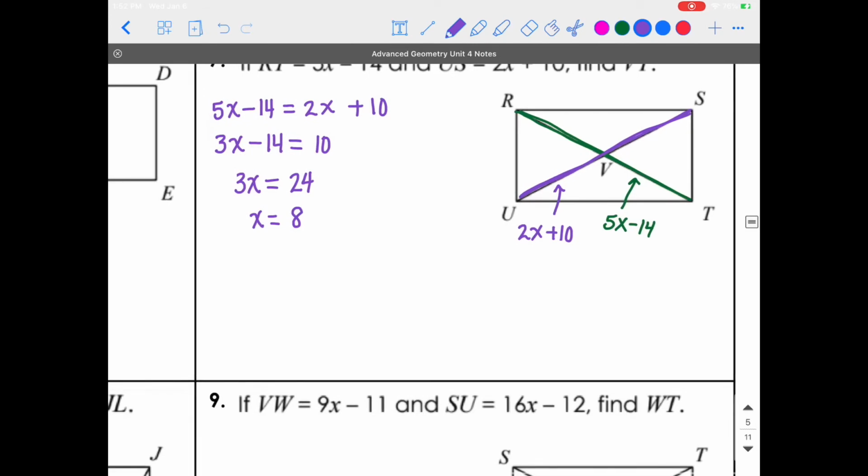From there, VT is only half of the segment. So I have to find RT first. RT would be 5 times 8 minus 14, which is 26. And we know that VT is half of that. So 26 divided by 2 gives me 13. So our VT is 13.